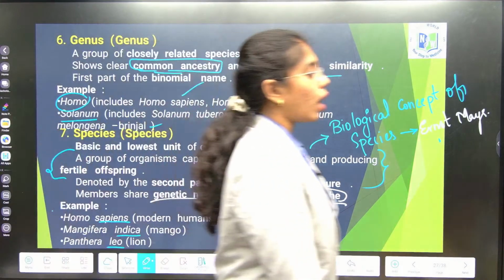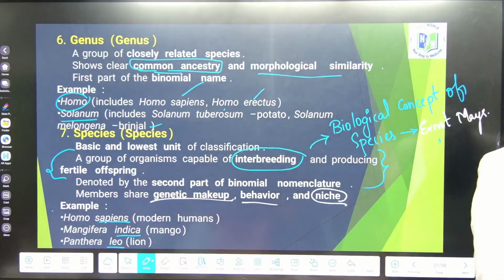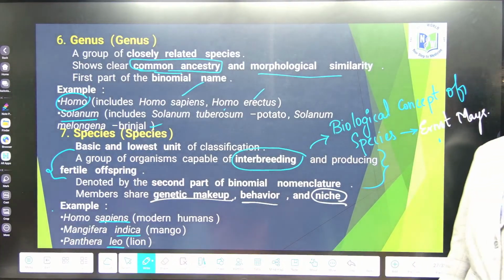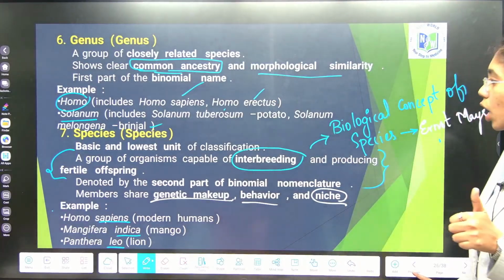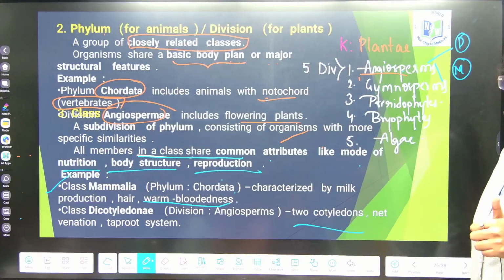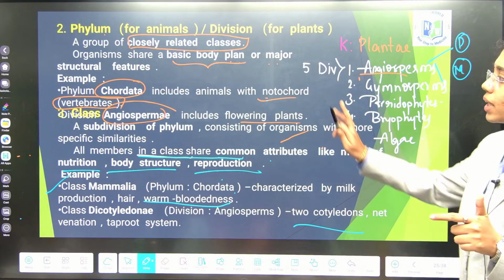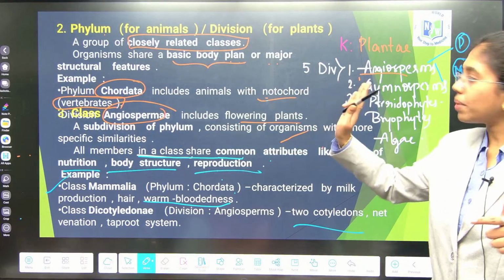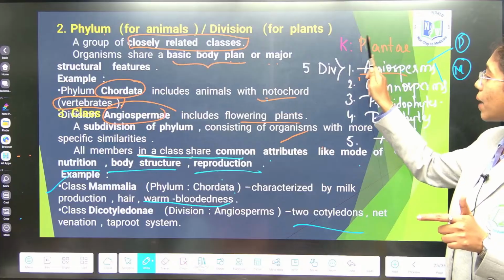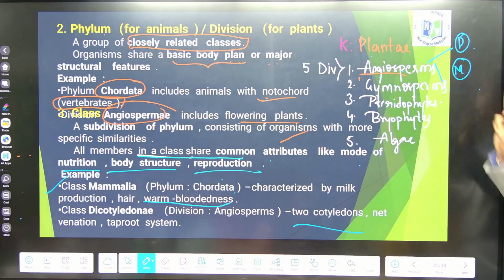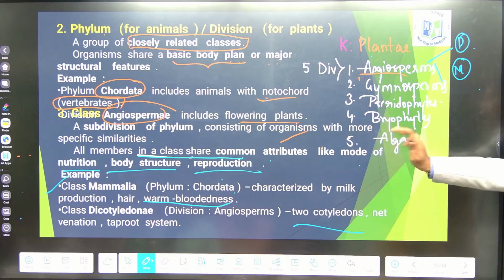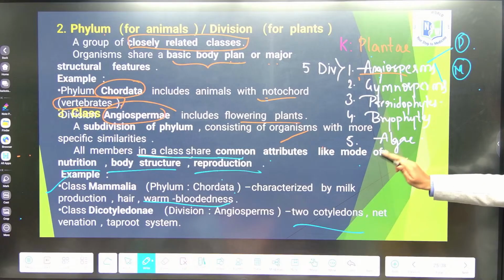This is about all the seven taxonomic categories. In all the seven taxonomic categories, what you have to remember? What are the common characters that are being shared? And what are the examples? For example, under the kingdom Plantae you have five divisions. Under angiosperm division you have two classes. How they are placed, everywhere I have given. What are the common characters that are being shared?